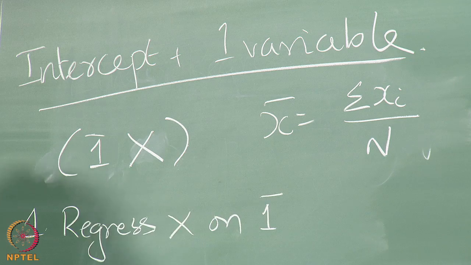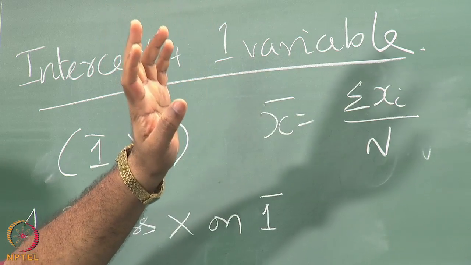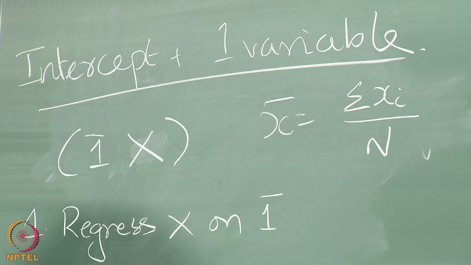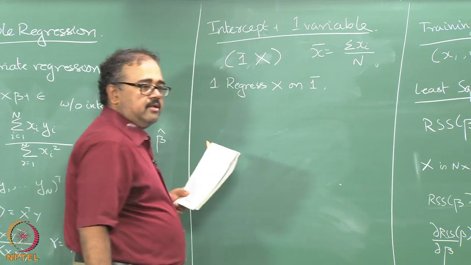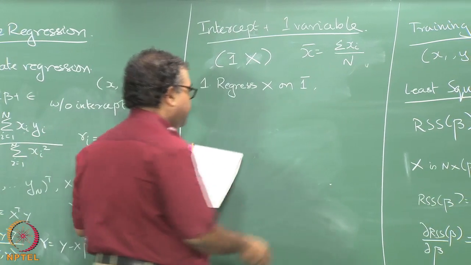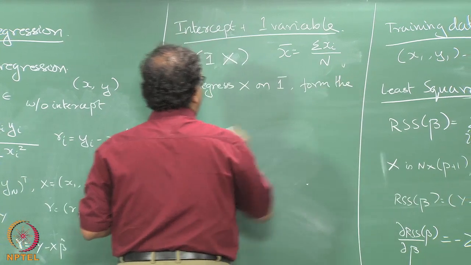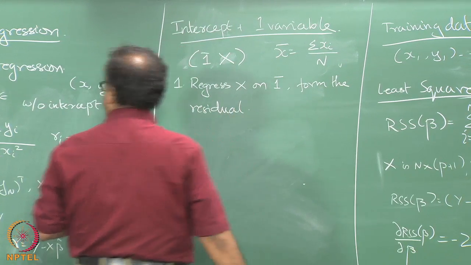So let me define x bar as the average of all the inputs I have seen, all the inputs I have received in my training data. So I regress x on 1, and form the residual.